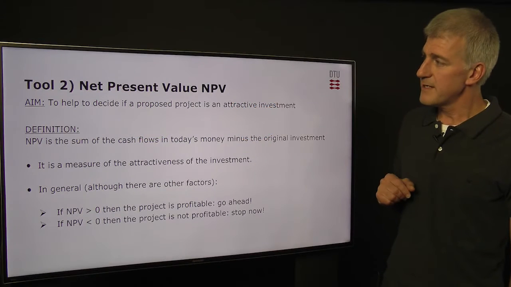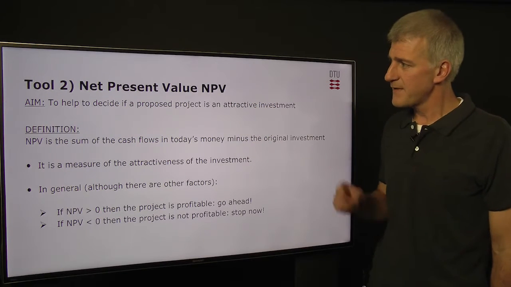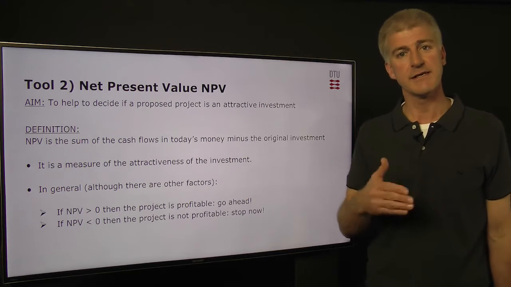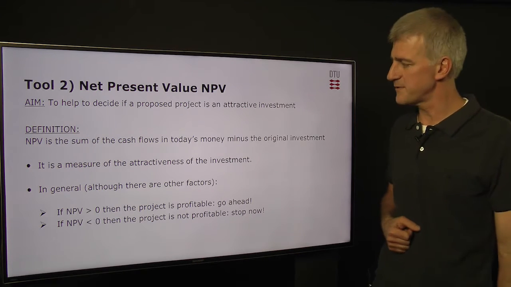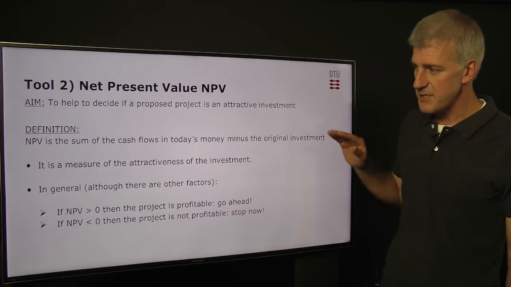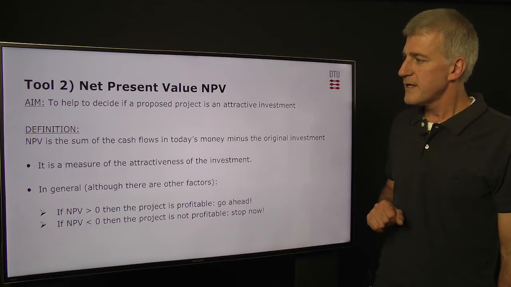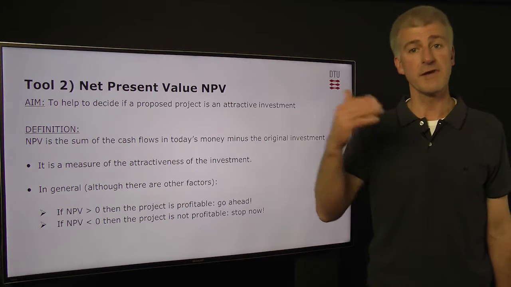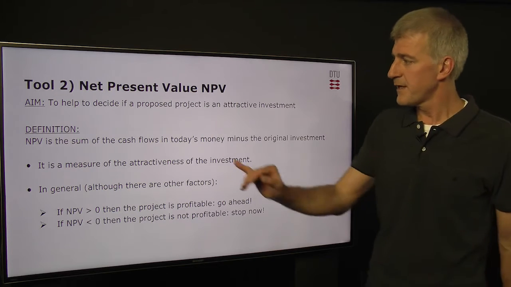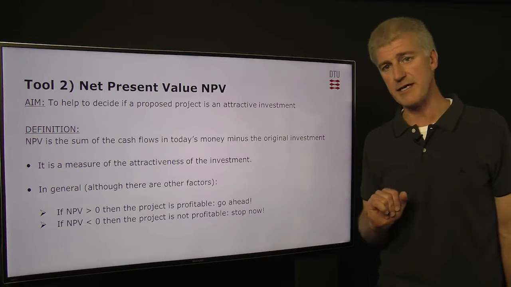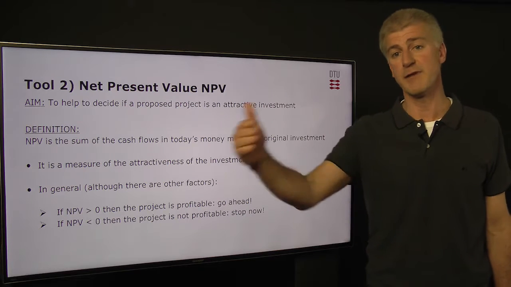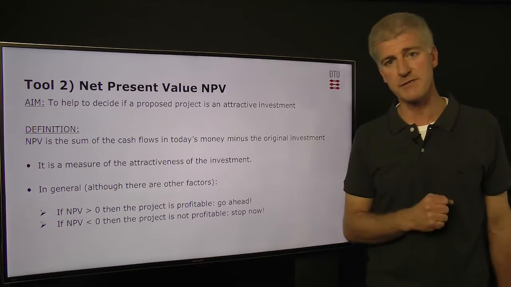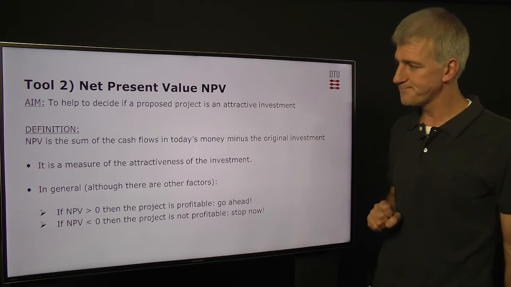The second tool then is the net present value. And the aim here is to help us decide if a proposed project is attractive for putting our money into. The definition of net present value is that it is the sum of the cash flows, and this means it's the revenue minus the costs, the sum of the cash flows in today's money. So that means we need to translate money in the future back to today's money. And then we subtract the original investment. This is the net bit.